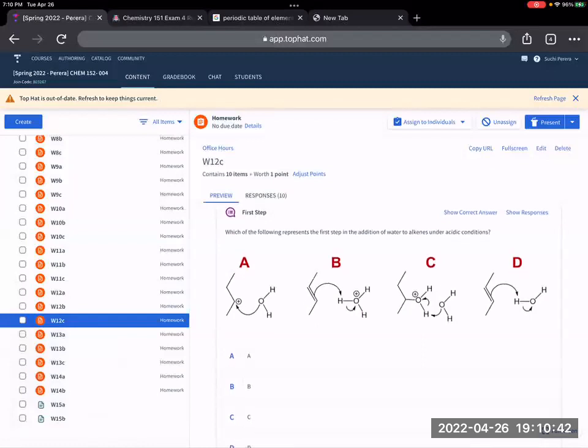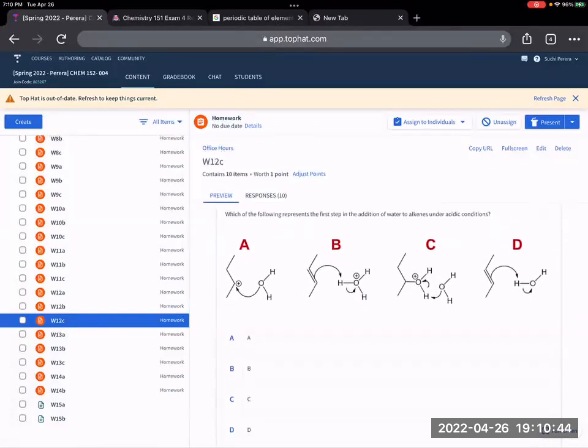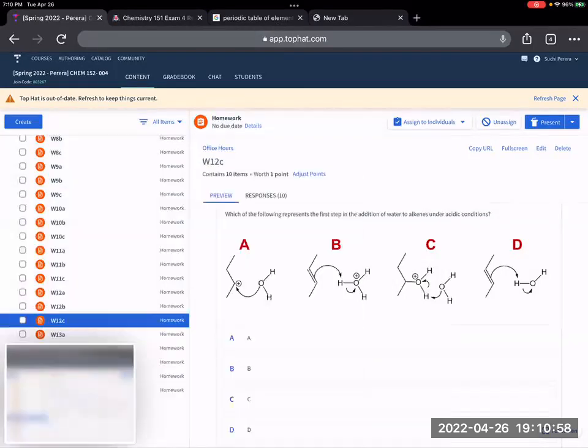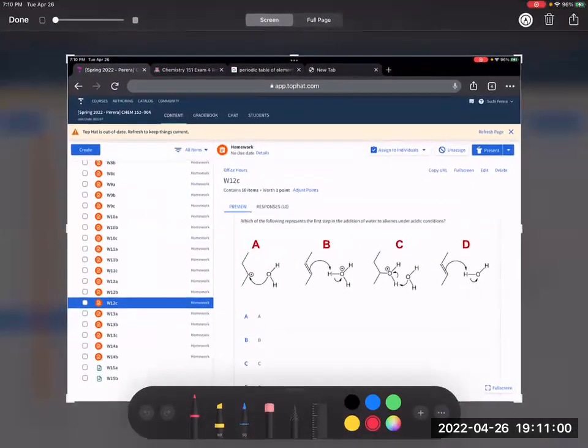And then next question, which of the following represents the first step in the addition of water to alkenes under acidic conditions? Okay, so alkene additions, there are only two types. First, the addition of something like HCl, HBr, or HI. That it's going to be two steps like we have seen before. And then the other way is addition of H2O. It's always acid catalyzed. Therefore, we're going to be using H3O plus in the first step.